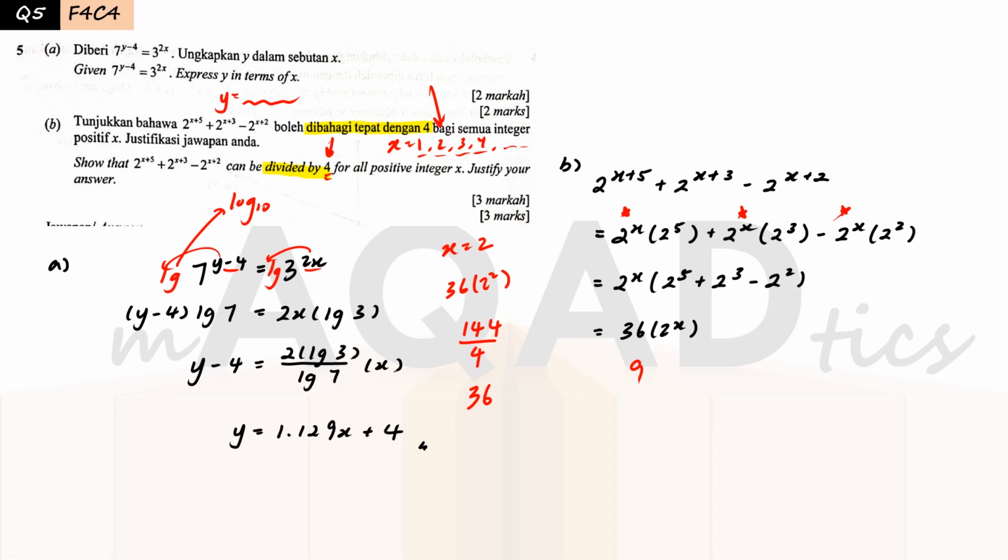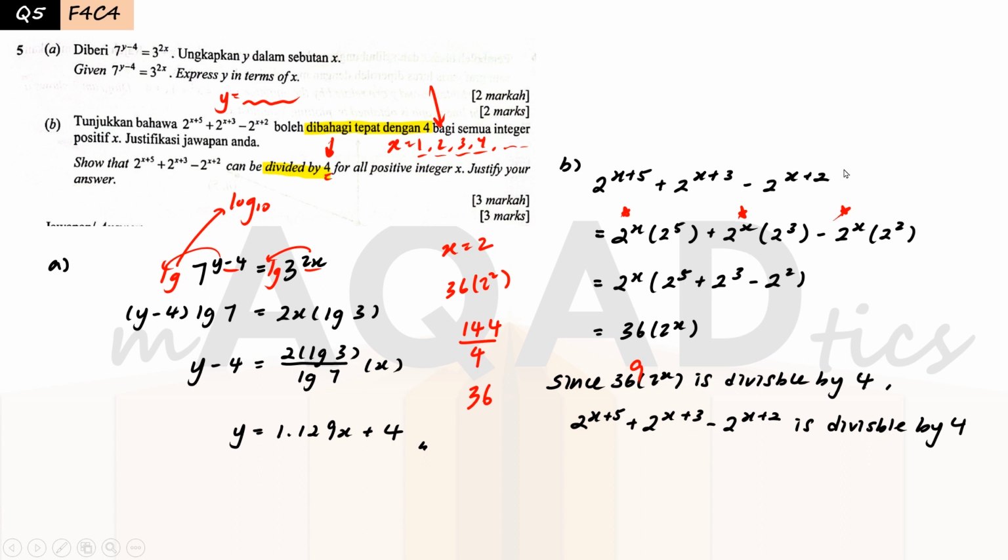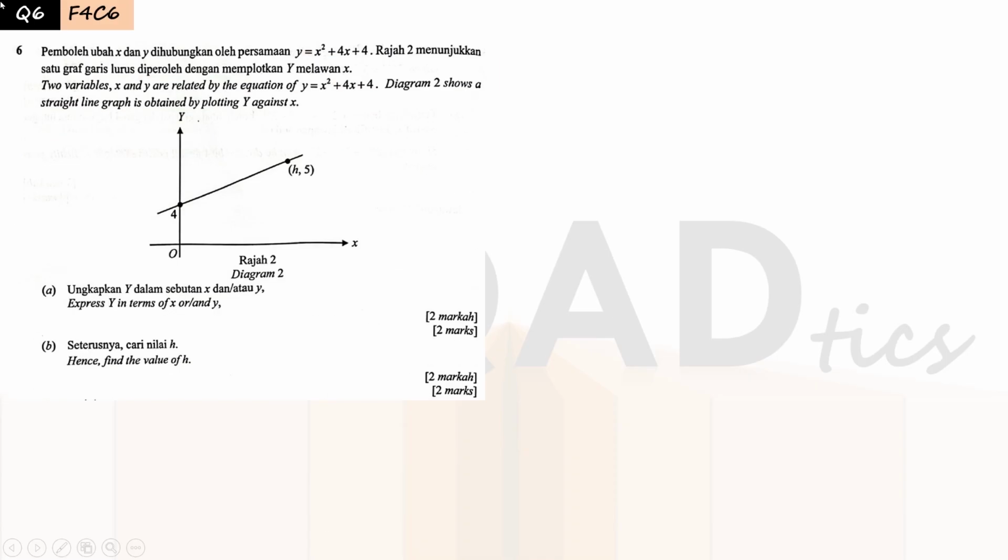Alright, so here we need to write out a simple conclusion, okay, for this kind of question. So we can say that since this is divisible by 4, this proves that the original expression here can be divided by 4. The next question refers to linear law.